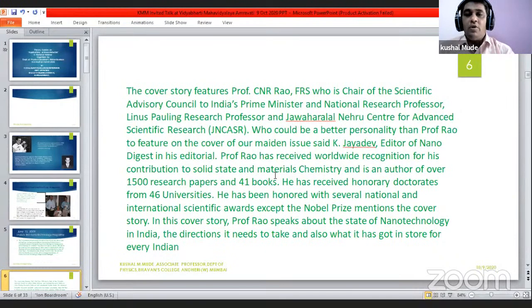I see a lot of information you will get on Google and YouTube and all, but see who is the main contributor, where we will get the genuine information. See, there are 1500 research papers and 41 books of this CNR Rao. Some of these are related to other chemistry parts, but some of the research papers and books are dedicated to nanoscience and nanotechnology.